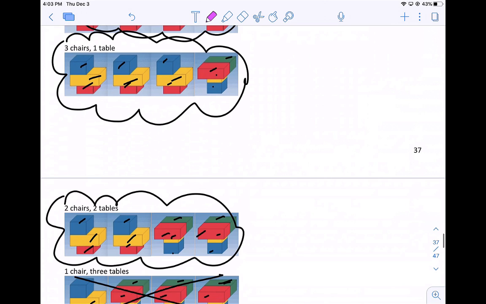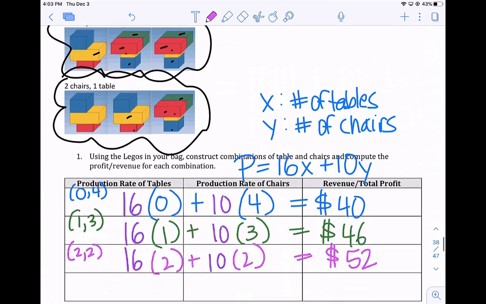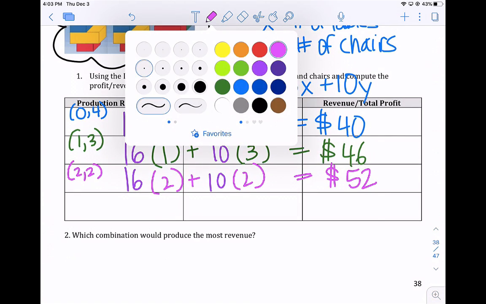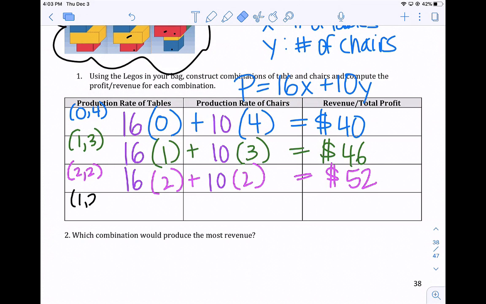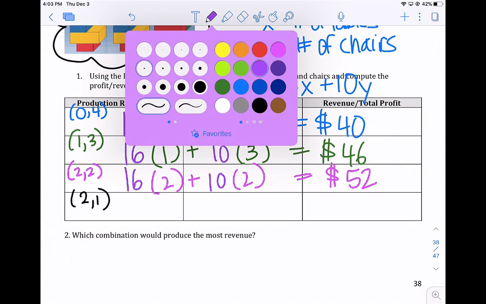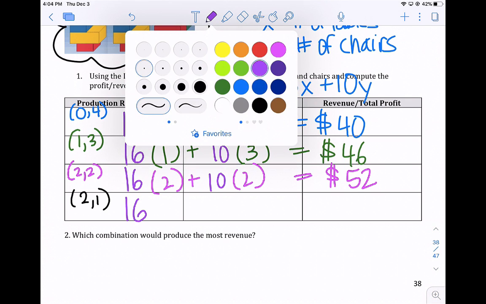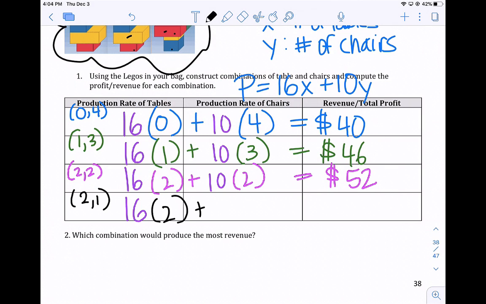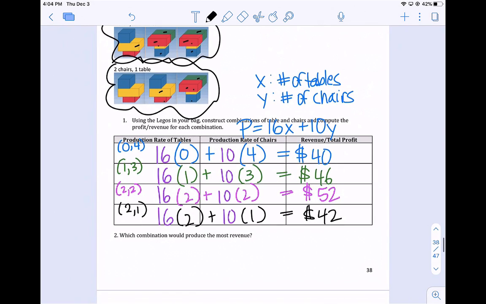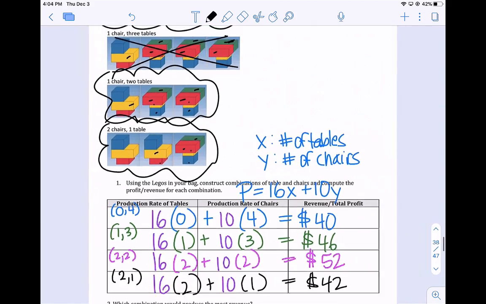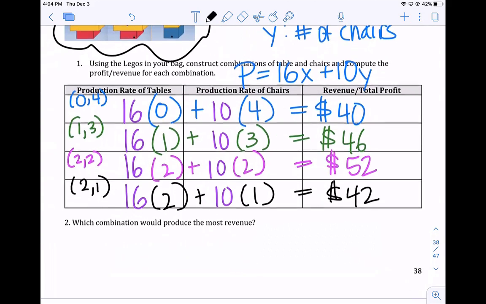So we did 4 chairs, 3 tables. That one didn't work. 1 chair and 2 tables. Okay, I put tables first. So 2 tables, 1 chair. Let's type it in. It's $16 for 2 tables plus $10 for 1 chair. As you can see, it starts dropping down again. So this is 32 plus 10, which is $42. Our last example, 2 chairs, 1 table, we could test, but it's probably going to be lower because we're not using all of our supplies.